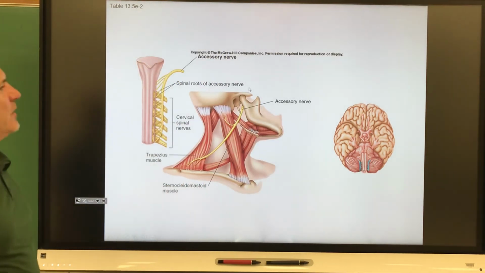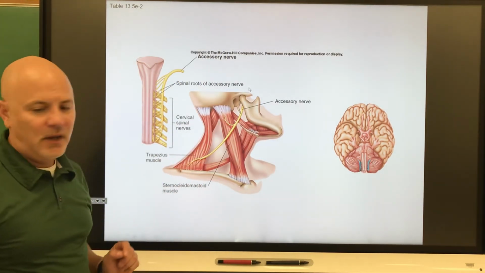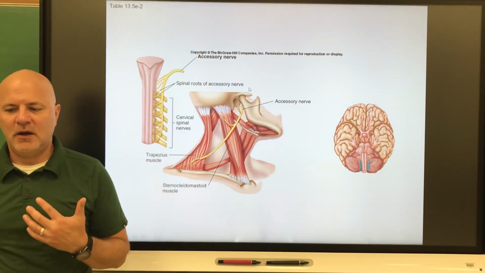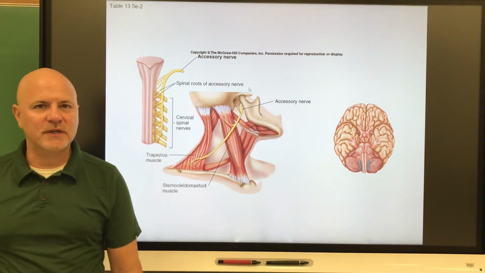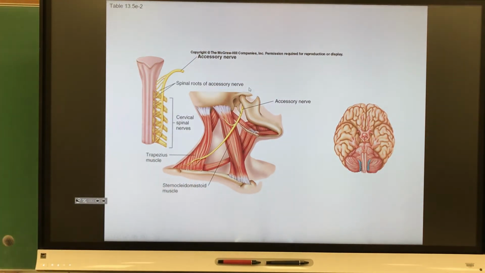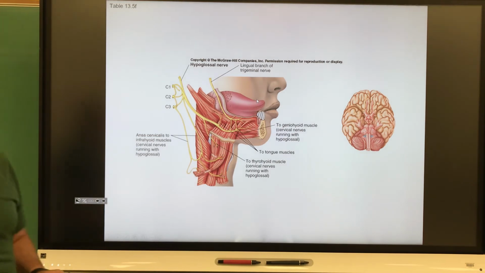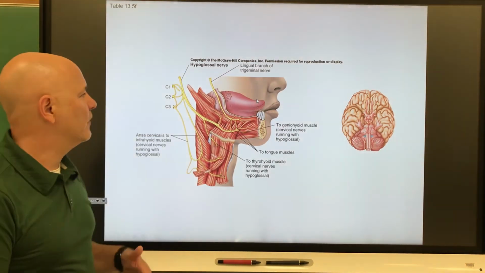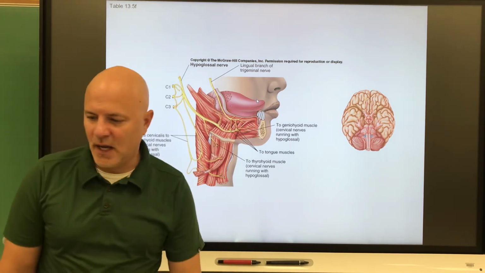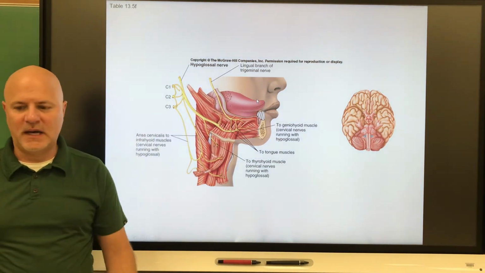Next is the accessory. So the accessory nerve here, it's motor, it controls our soft palate, our pharynx and larynx. It also controls some neck muscles, and that's what you see it going to here. Lastly here is the hypoglossal nerve. The hypoglossal goes to our tongue, and it helps move the tongue there.